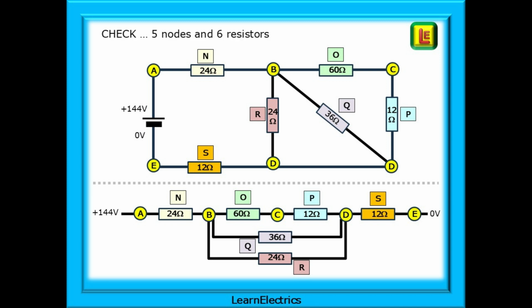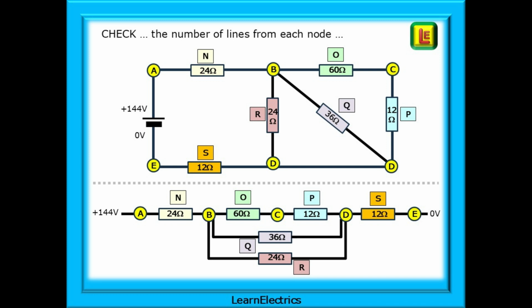Check that you have 5 nodes on both drawings and 6 resistors. Check on both drawings that you have the correct number of lines from each node. Getting it right at this stage will save lots of time doubling back on your work. Both drawings must be identical. Node A has 2 lines, one to the battery, one to the resistor N. Node B has 4 lines, one to N, one to O, one to Q, and one to R, and so on.